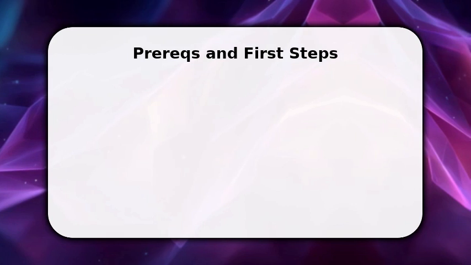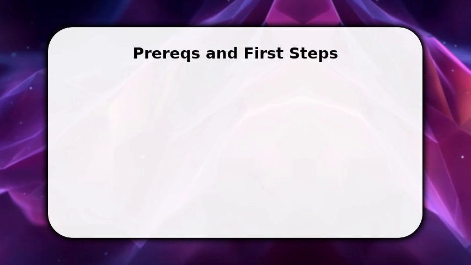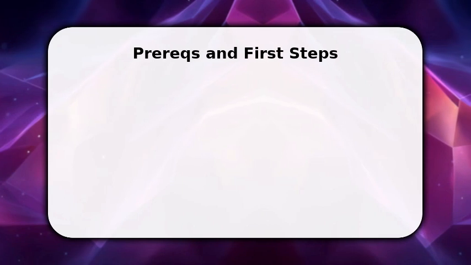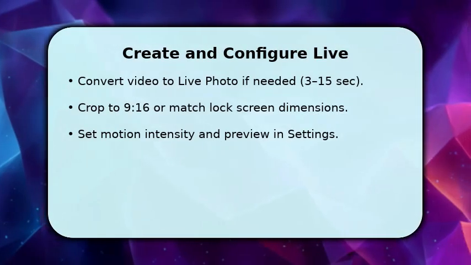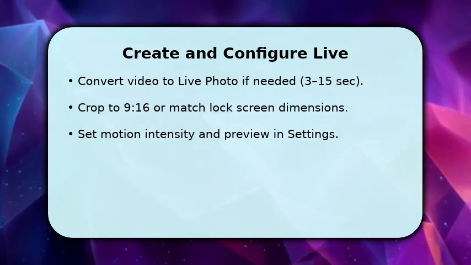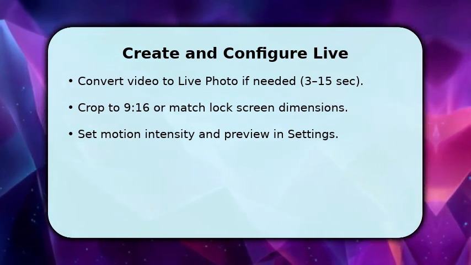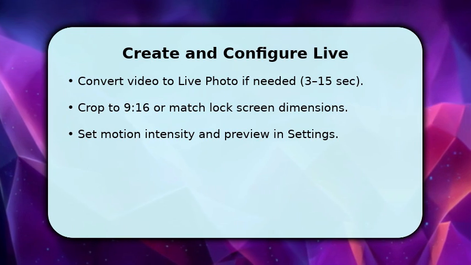You should prepare 10-15 seconds of motion. Shorter clips are smoother. Now open Photos or the app and locate the clip you want to assign as wallpaper. You convert a short video to a live photo using the app's export or the iOS shortcut. Keep it between 3 and 15 seconds so the system handles it well. Then crop to a portrait ratio to avoid unexpected zoom. Matching the lock screen aspect gives a cleaner result.